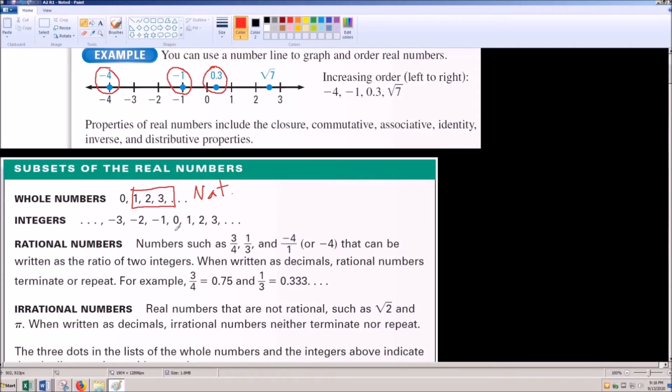Integers, however, can be negative. So here are our counting numbers, but now we have negatives as well. So -3, -2, -1, 0, 1, 2, 3, etc. This little triple dot here just says, okay, continue the list in either direction.